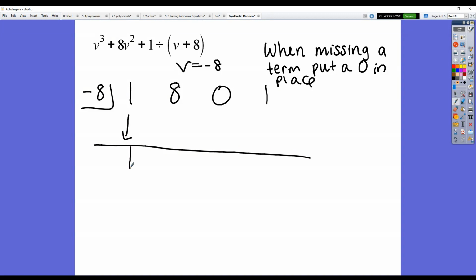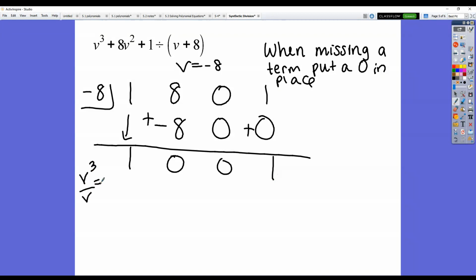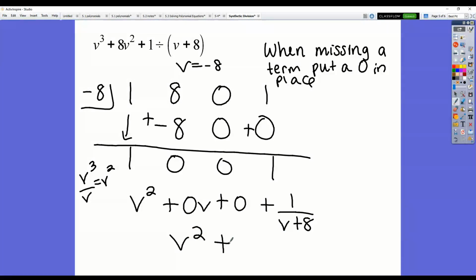Drop down the first number, and then add. Multiply, well that's going to be 0, 0, 0. Add, our remainder is 1. So we start with a b cubed, divide by b, so the first term's got to be b squared. So b squared plus 0b plus 0, plus 1 over b plus 8, which we can simplify by getting rid of all the zeros. Please don't leave all the zeros. We're in algebra 1 or algebra 2. We should know not to leave zeros. There's our final answer.